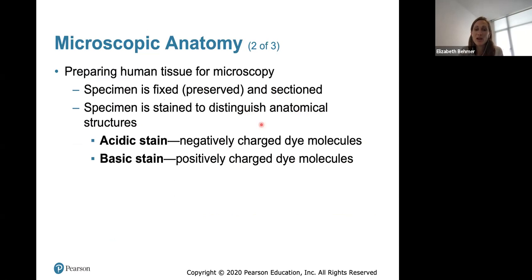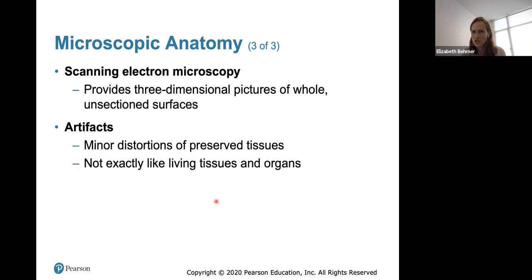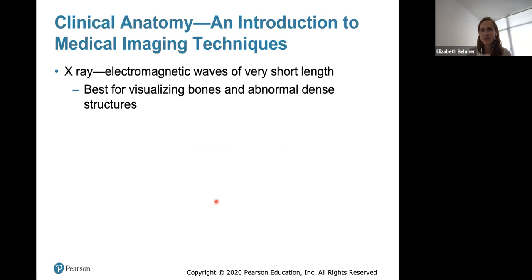In order to prepare a human tissue for microscopy, we fix it, preserve it, section it, and then stain it. Usually an acidic stain is a negatively charged dye, basic stain is positively charged dye. Don't worry about this. A scanning electron microscopy gives us a 3-dimensional picture, and an artifact is a minor distortion of a preserved tissue, which is not exactly like a living tissue.